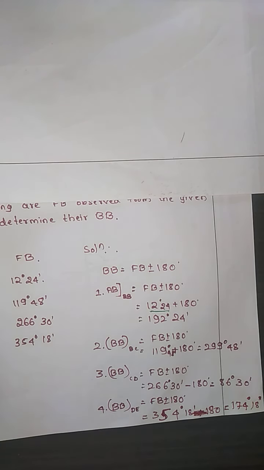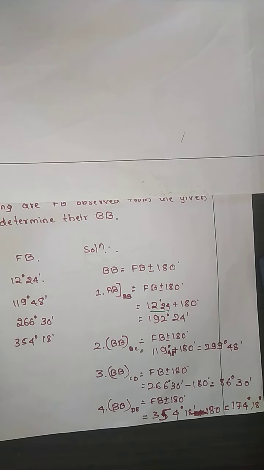Now you have determined the back bearing when the fore bearing is given in terms of the whole circle bearing system. You should always remember that the difference between the fore bearing and the back bearing is always 180 degrees.